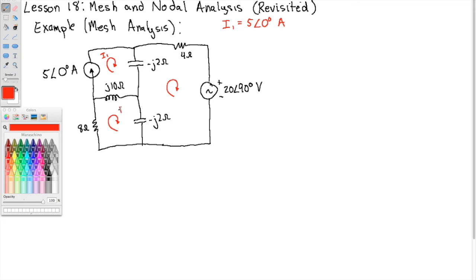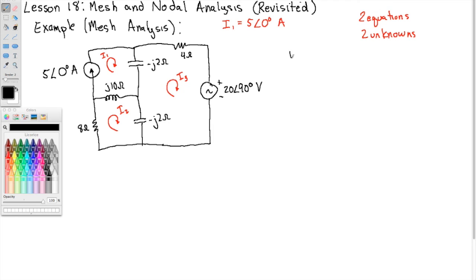So that leaves I2 and I3 as unknowns. Again, remember we have 3 meshes, 1 current source, so 3 minus 1 is 2 equations and 2 unknowns. So I'm going to write that down. 2 equations, 2 unknowns we need. You cannot solve if you don't have enough equations for your unknowns. So our unknowns are going to be I2 and I3.